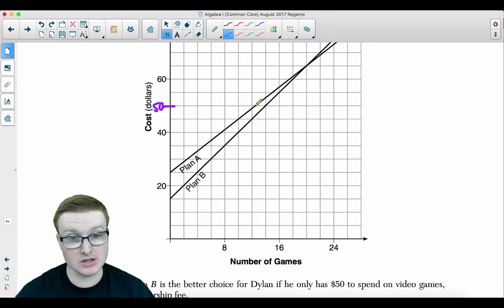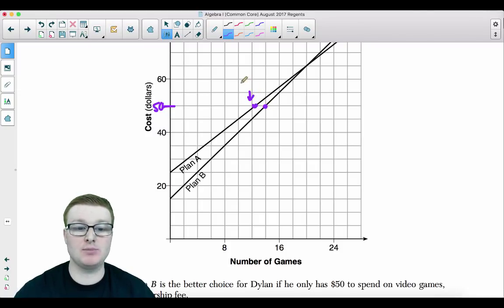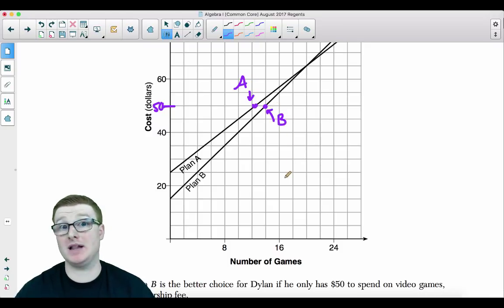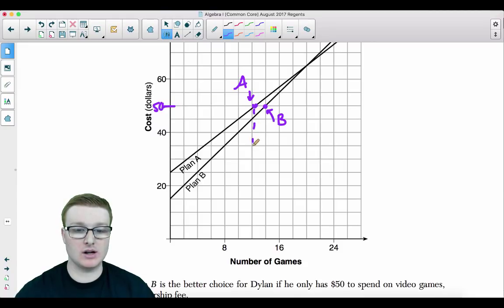So if we go across, we get this intersection point, and we get this intersection point. This intersection point you see here is with plan A. This intersection point that you see here is with plan B. So follow this down, folks. Watch this. Plan A is down here. Plan B is down here.